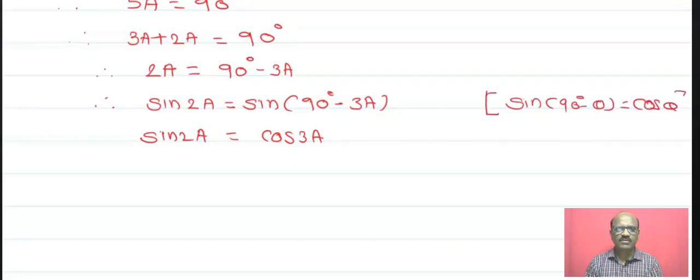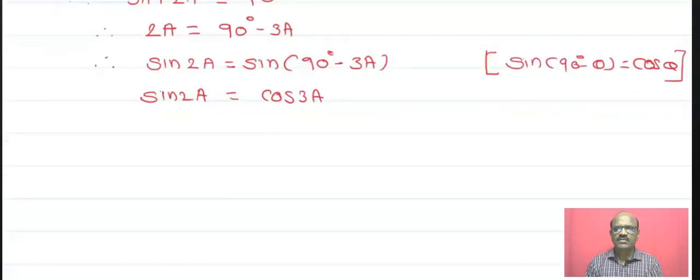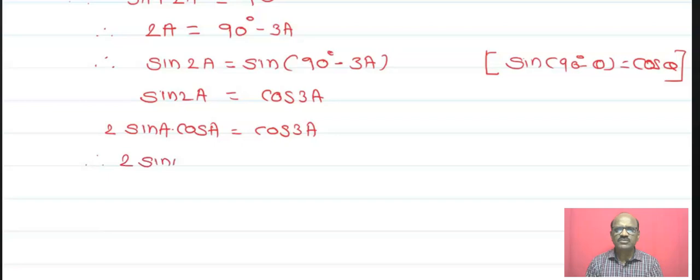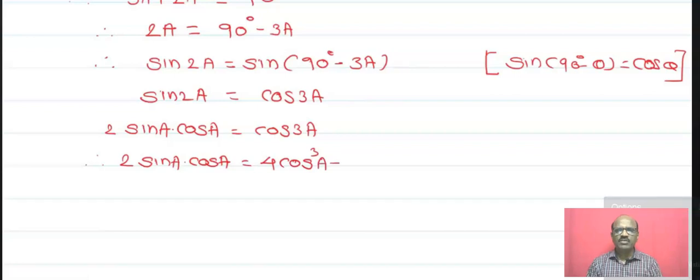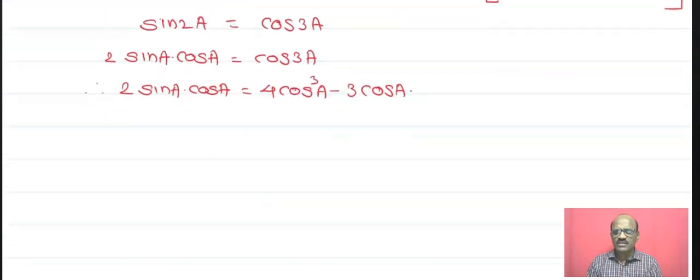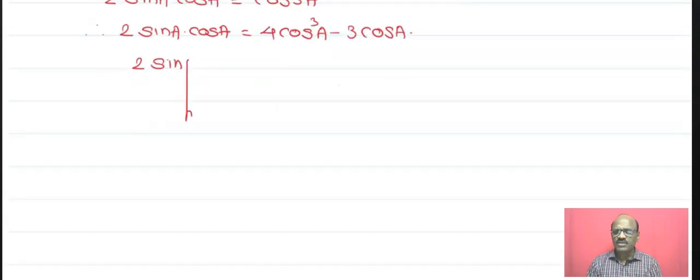Now, this is the formula: sine of 2A is equal to cos of 3A. Second, sine of 2A is 2 sine A into cos A, which is equal to cos of 3A. Again, this is very important. But what is the value of cos of 3A? By using the formula, the value of cos of 3A is 4 cos cube A minus 3 cos A.